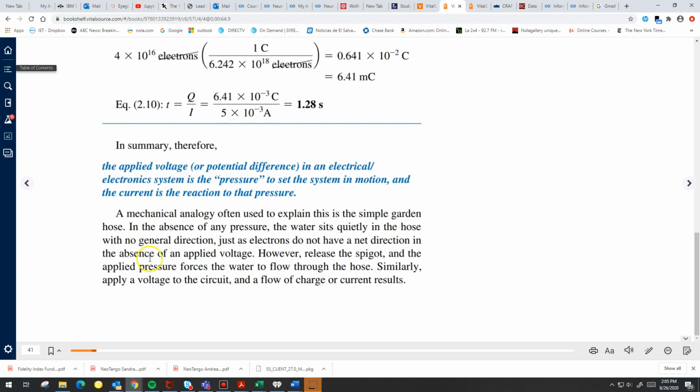Okay? So in summary, the applied voltage or potential difference in an electrical or electronic system is that pressure that sets the system in motion, and the current is the reaction to that pressure. Okay? There's an analogy used here, and I'm going to use it now, but it's also going to make a lot more sense when we look into chapter 4.